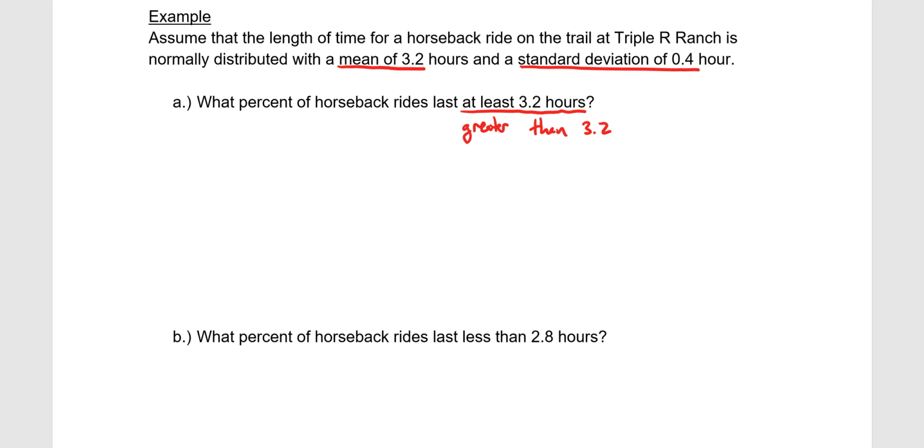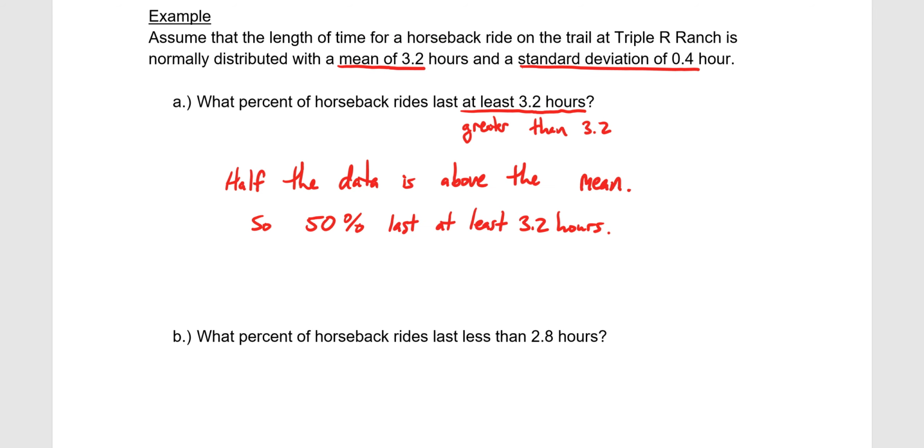However, if you recognize that 3.2 is also the mean, then we actually have our answer without having to do anything. Since half of the data is going to be above the mean in a normal distribution, that means our answer is 50% last at least 3.2 hours. Okay, so you could have done this the way that we did it before: find the z-score, find the area to the left, and do 1 minus that to find the area to the right. You'd have found that we just end up getting 50%. Okay, let's do another one.